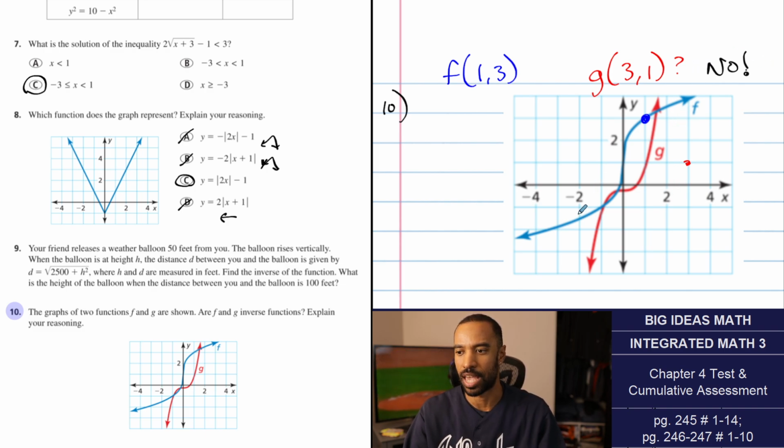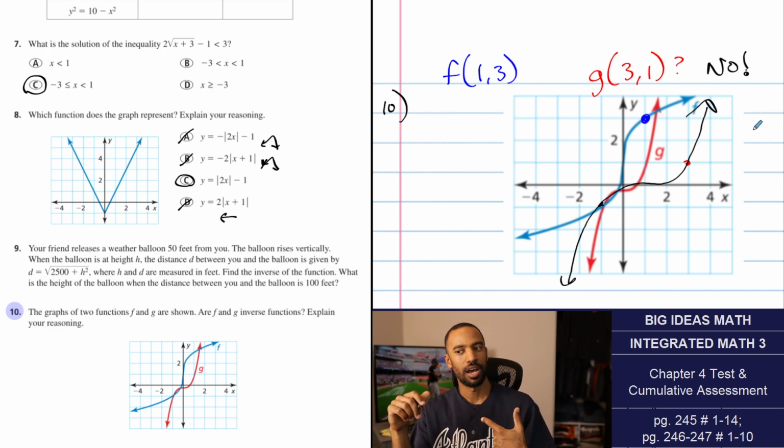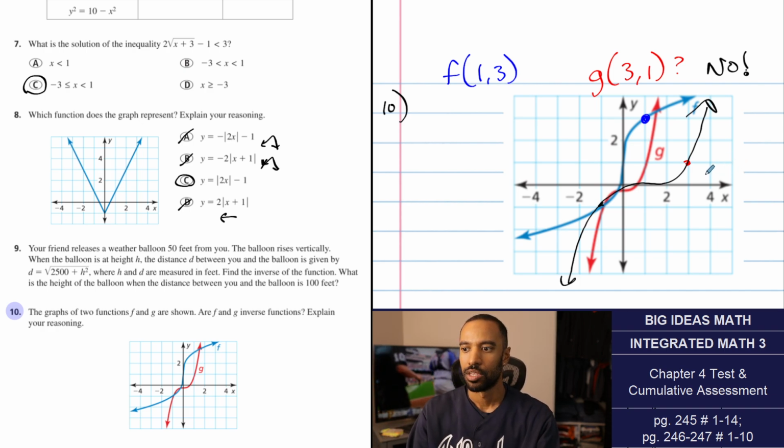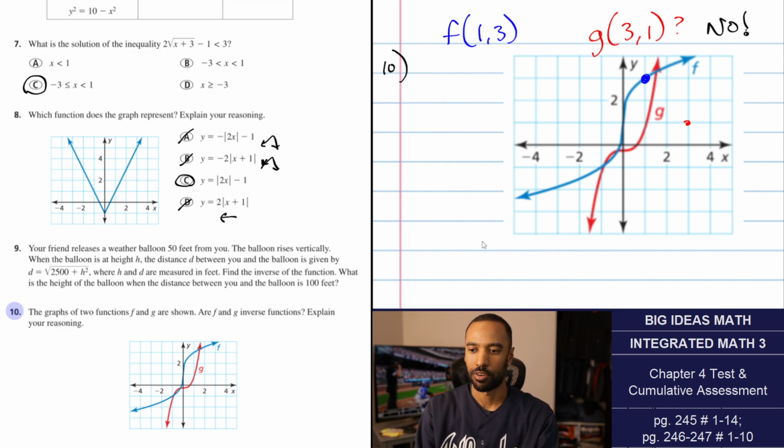For this to be the exact inverse of f, it's going to have to go this way. It's going to have to hit (3, 1) and kind of curve up and into there. It's going to have to curve out that side. What you see in black is more of the inverse of that one than what they have there. So that's not it. Therefore, no, they're not inverses.